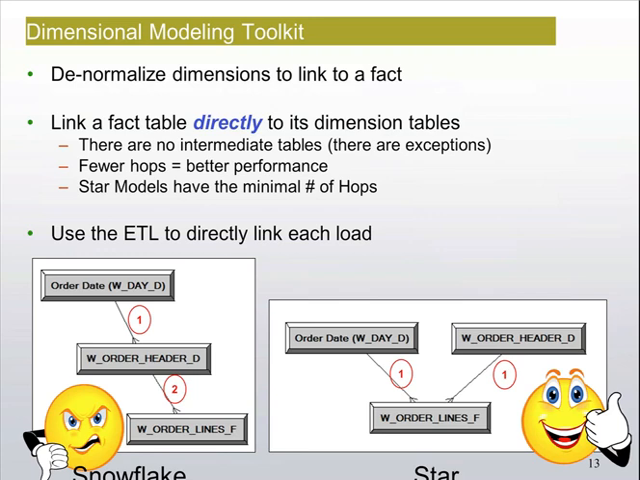That's additional work the database engine has to process. However, on the right, we have a more typical star model where we have a straight and direct link. So the philosophy, again, is fewer join hops is better performance. And how do we do this?